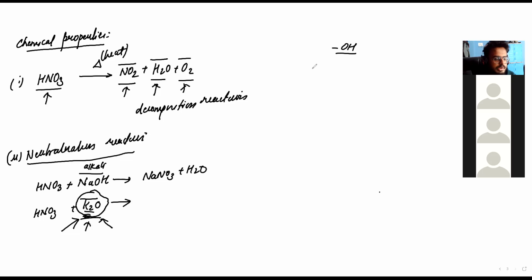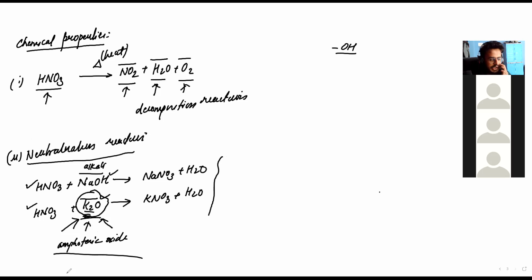Okay, amphoteric oxides. So amphoteric oxides are oxides that behave both as acidic as well as basic oxides. So when you react, you get the same thing, KNO3 plus H2O. So this is the neutralization reaction where an acid reacts with the base. This type of oxide that behaves both as acid as well as base is known as amphoteric oxide.